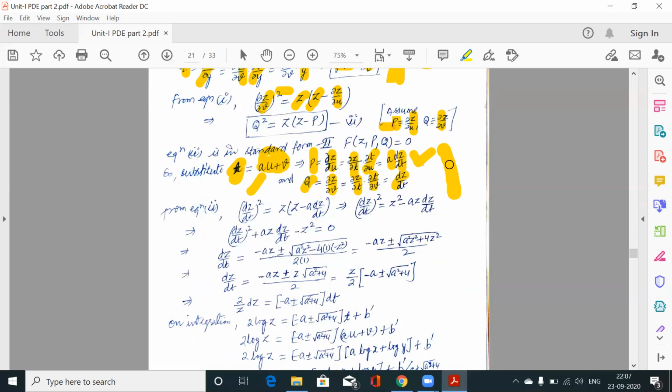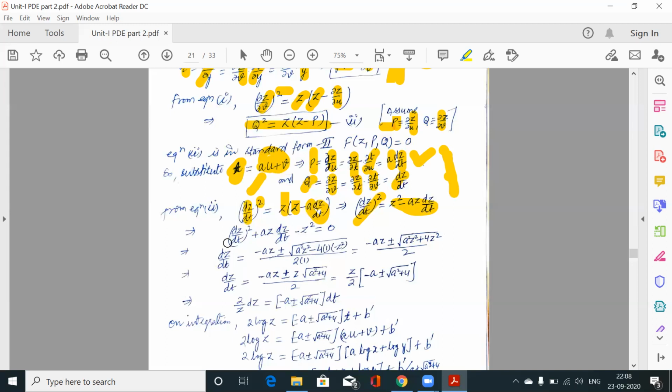Using these values, capital P and capital Q, we substitute here. So q square means (dz over dt) square is equal to z square minus p, and p is a dz over dt. So (dz over dt) whole square is equal to z square minus az dz over dt, that is, (dz over dt) square plus a z dz over dt minus z square is equal to 0. So this is that equation, which is now an ordinary differential equation, and we have to solve it.